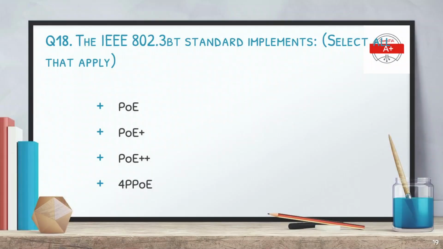Question number 18 is that the IEEE 802.3bt standard implements. Again, we have to select the option, and we already studied this in the last slide. And the correct options are PoE plus plus and type 4 PoE.